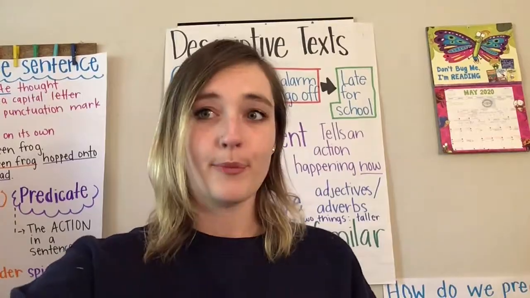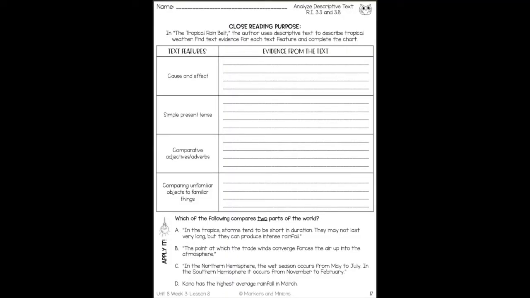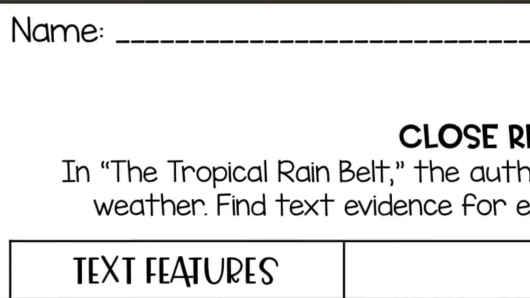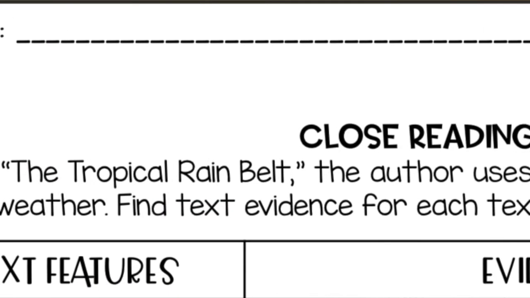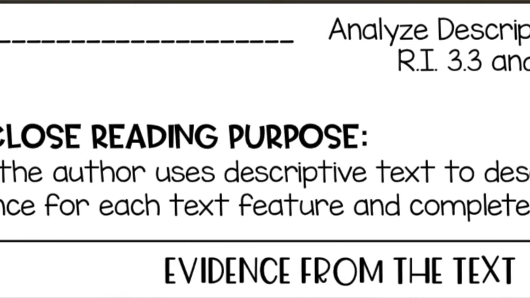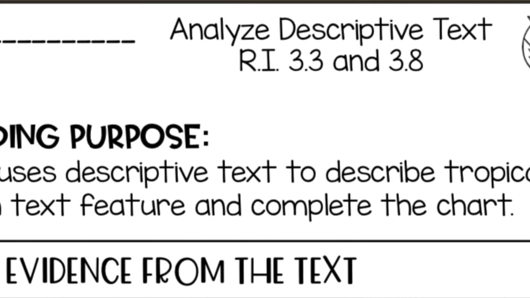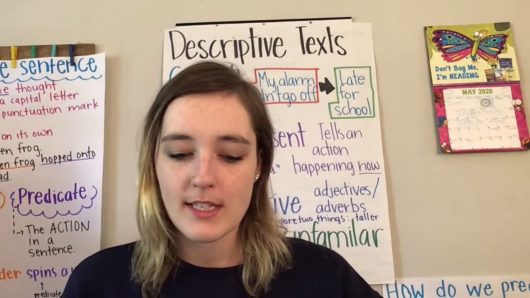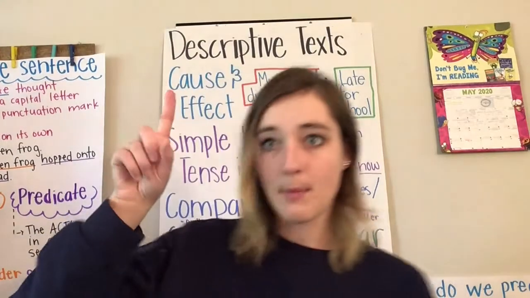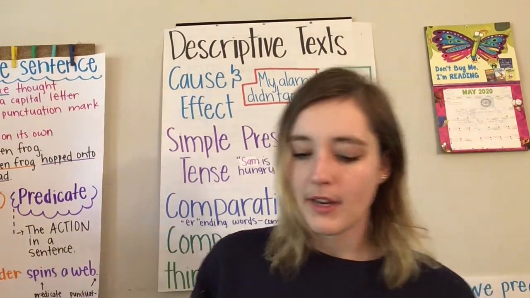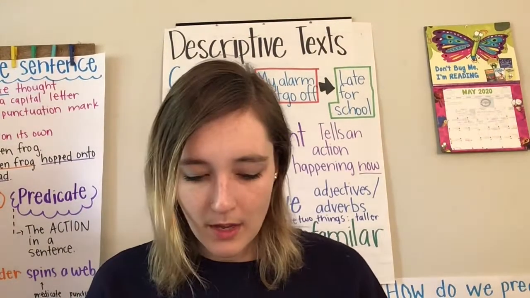All right, let's go. Go ahead and open up to your close reading packet page, and we're going to read the directions. It says, in the tropical rain belt, the author uses descriptive text to describe tropical weather. Find text evidence for each text feature and complete the chart. Okay, so we are looking for the text feature, which is like up here: cause and effect, simple present tense, comparative, and comparing unfamiliar things.